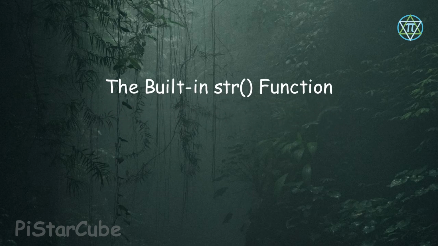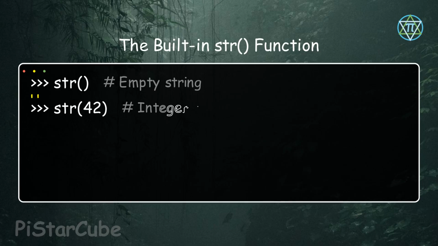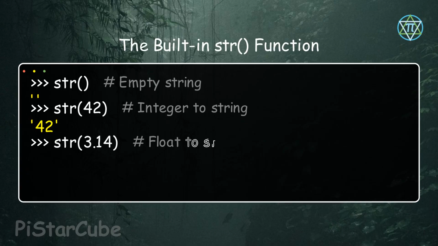Moving on. If you need to turn something into a string, just use Python's built-in str function. Calling str with nothing gives you an empty string. Pass a number like 42 and you get 42 as a string. Pass a float like 3.14 and you get 3.14 as a string. Simple, quick, and works with just anything.